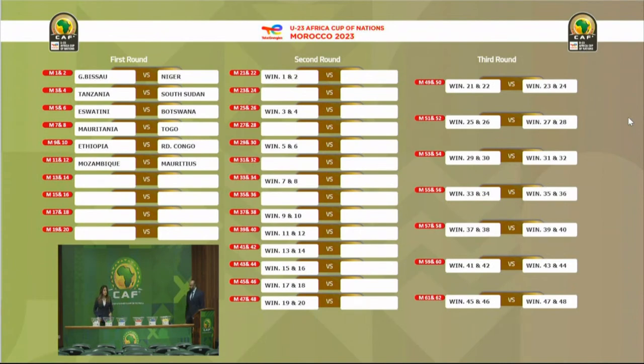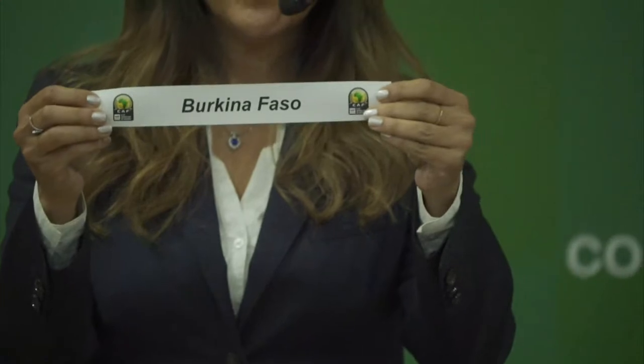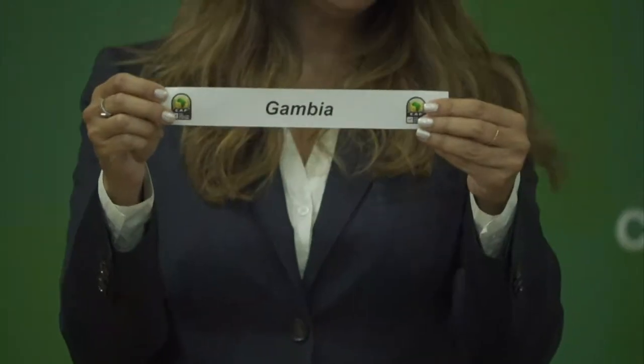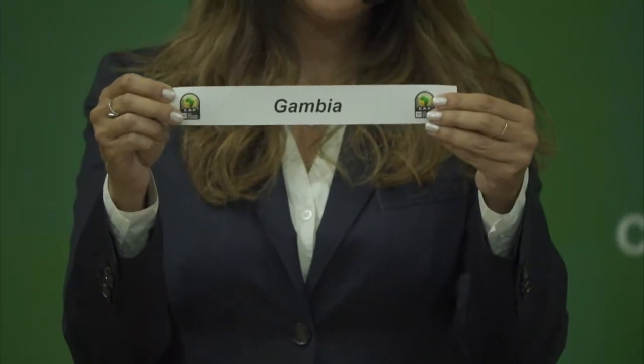Now we go back to pot A to confirm the last two teams in this pot, and the first team drawn, also to confirm the order of the matches. The first team drawn will play the first match at home. Burkina Faso. Against Gambia. Versus Gambia.